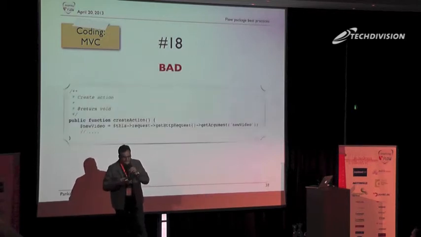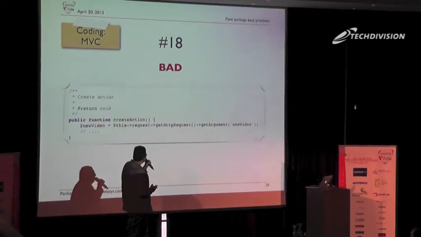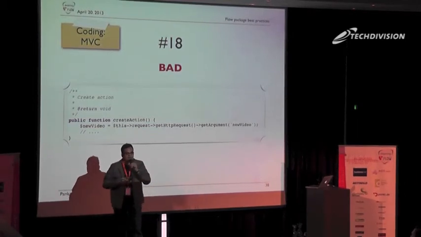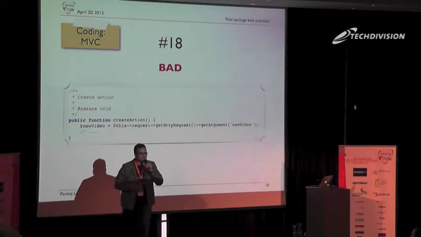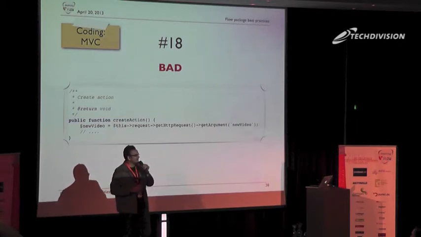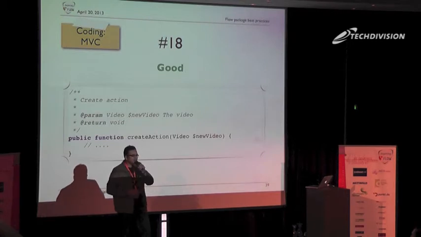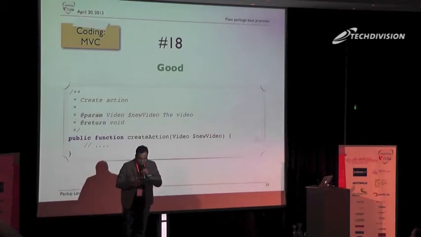So this can be a bad example, where you completely bypass the method arguments and use a direct API from the core, which still works, but it's still not good. And this is something that can be a good version.